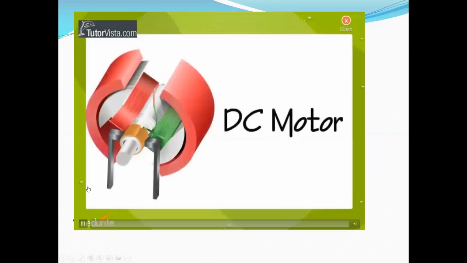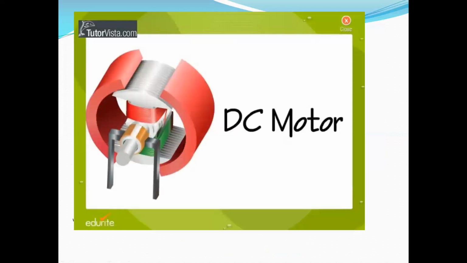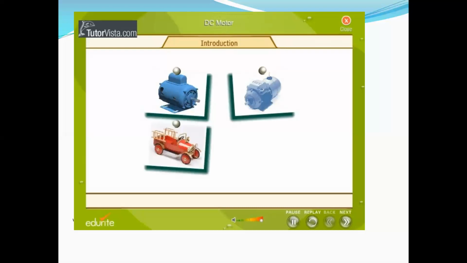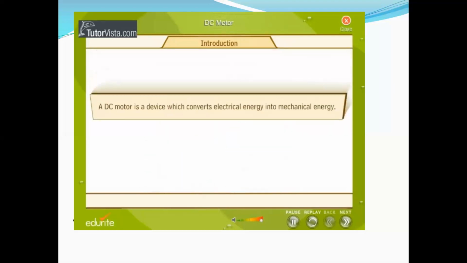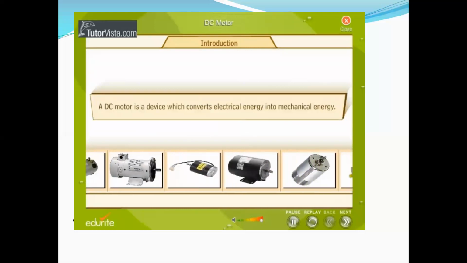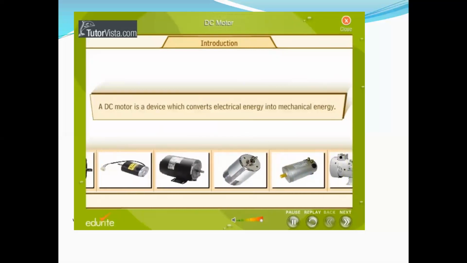DC motor. Electric motors are everywhere. Almost every mechanical movement that you see around you is caused either by an alternating current or direct current electric motor. Here, we are going to explore a DC motor. A DC motor is a device which converts electrical energy into mechanical energy.